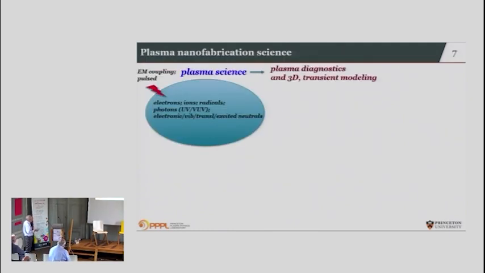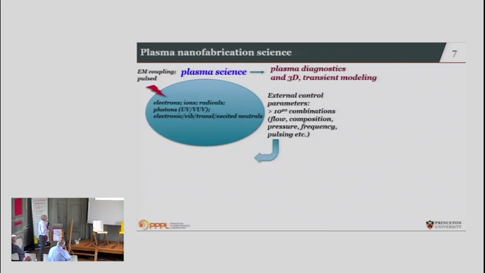This problem of plasma nanofabrication is really a very interdisciplinary problem. Of course, we start with plasma science. I mentioned the electromagnetic fields coupled in. You create electrons, ions, free radicals. There are photons created, lots of excited state neutrals. But a big part of this problem is that the way you control these devices has an almost infinite number of different combinations. I say here 10 to the 20 different combinations of ways of controlling things like the gas flow, the gas composition, the pressure, the frequency. There are pulsing regimens. There's essentially an infinite number of ways to do this.